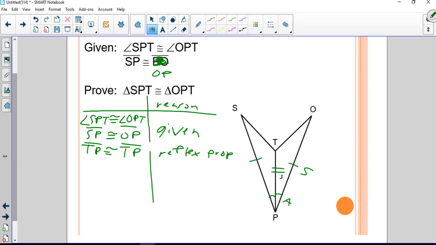At this point, we have all the information we need to prove the triangle SPT is congruent to OPT. Triangle OPT. And that's by SAS.